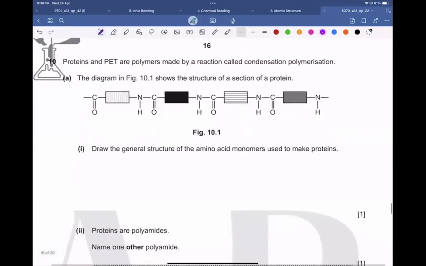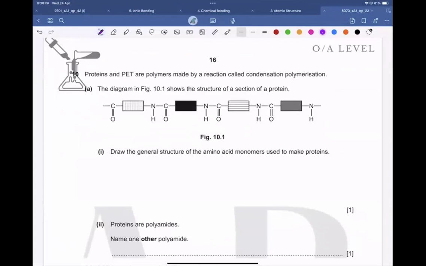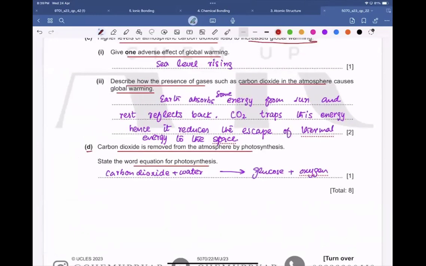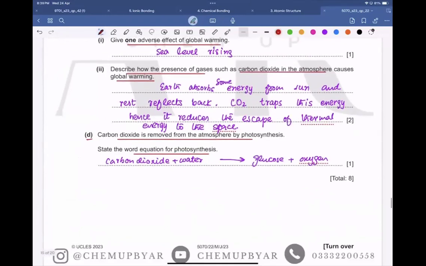Now, question number 10. Proteins and PET are polymers made by the reaction called condensation polymerization. No, if the examiner asks so, then you have to write it. Otherwise, there is no need to write the states. Okay.